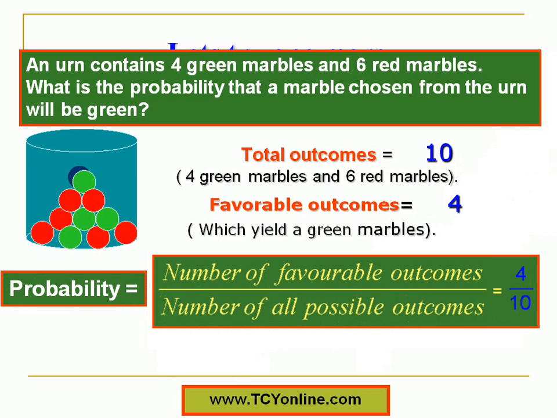So probability that a marble chosen from the urn will be green in color is simply number of favorable outcomes over number of all possible outcomes. That is simply equals to 4 over 10. So we can say that probability for this event is simply 4 over 10.